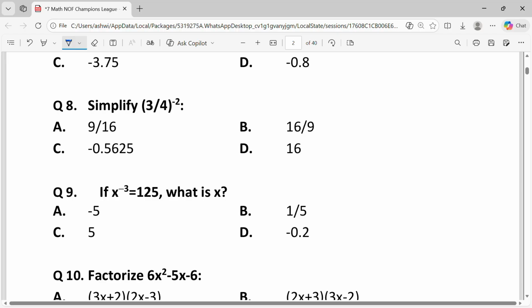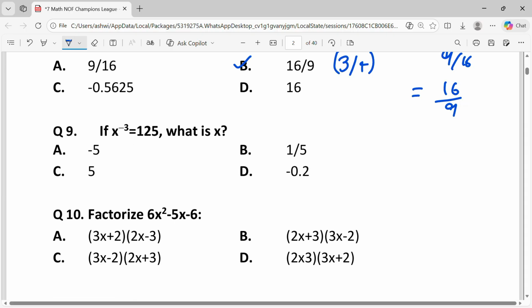Question 8. Simplify 3 by 4 to the power minus 2. The rule for negative exponents is x to the power minus n is equal to 1 upon x to the power n. So 3 upon 4 to the power minus 2 is equal to 1 upon 3 by 4 to the power 2, that is equal to 1 upon 9 by 16, that is equal to 16 upon 9. That is option B.